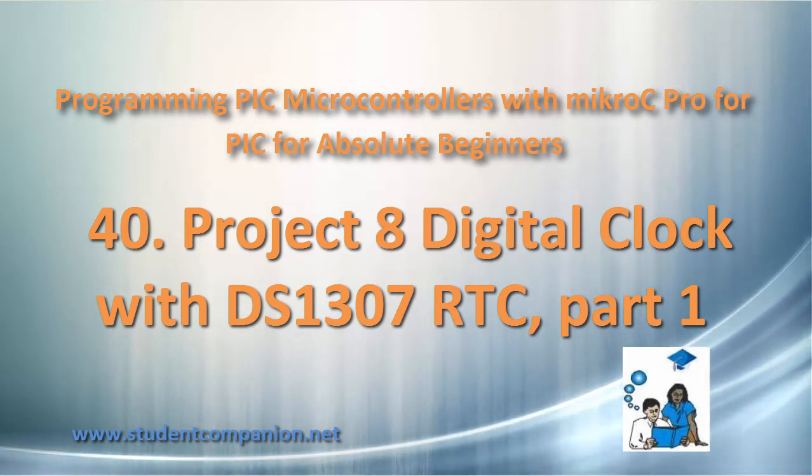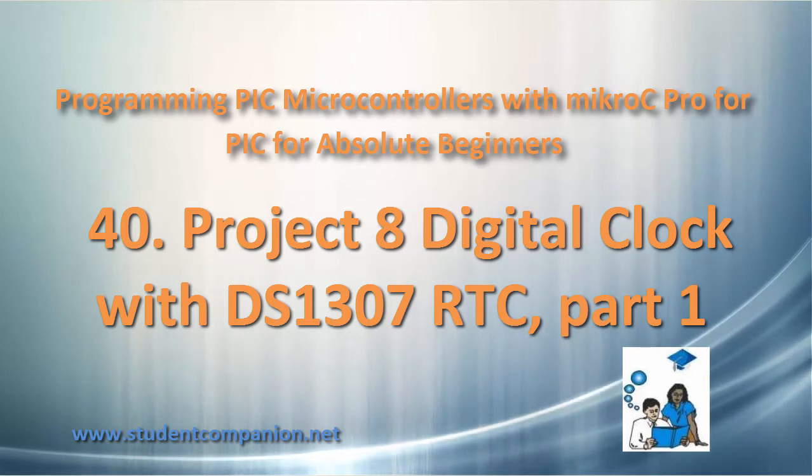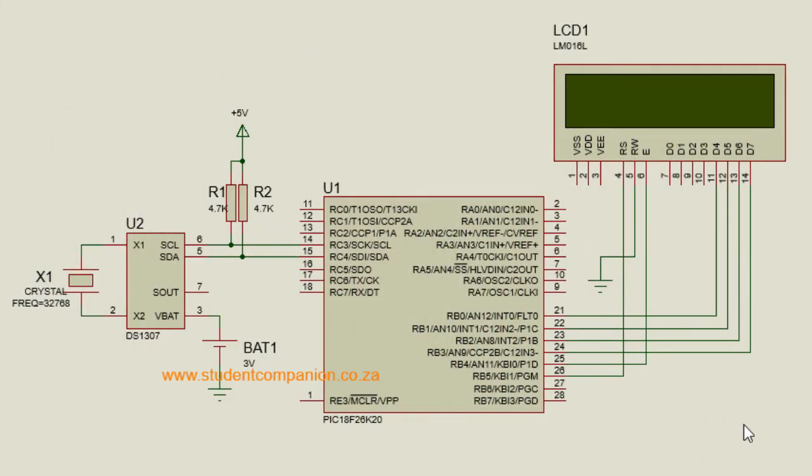This is tutorial 40, part 1 of our 8th project. In this project, we're gonna design a digital clock with DS1307 real-time clock. Digital clocks are used in many electronic devices. You can find a digital clock in dishwashers, in microwave ovens, in alarm clocks. Basically, in anything, you can put a digital clock whenever you need some precise timing.